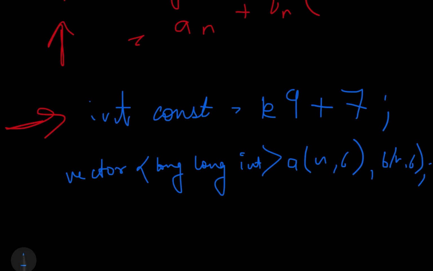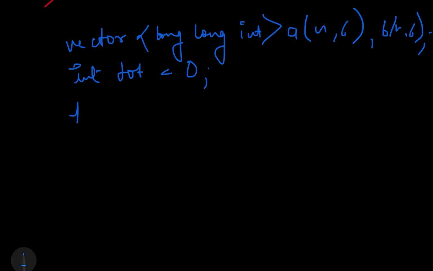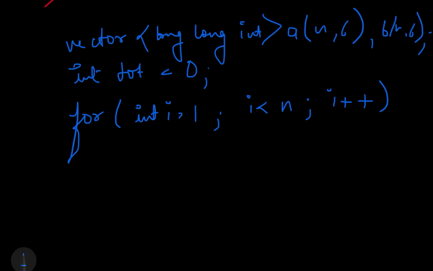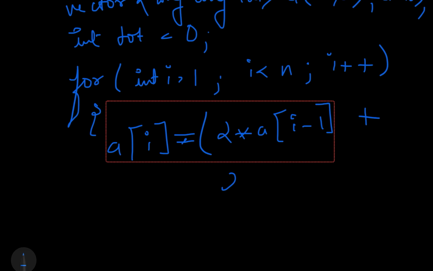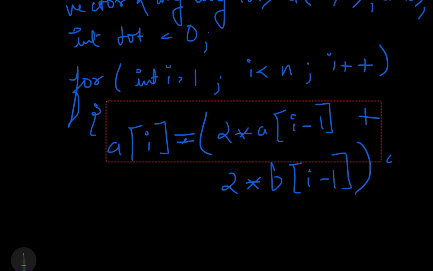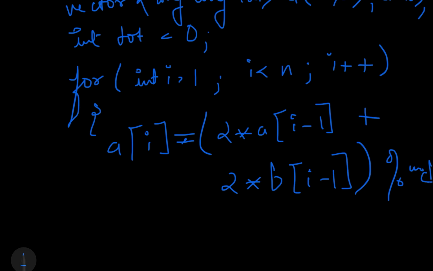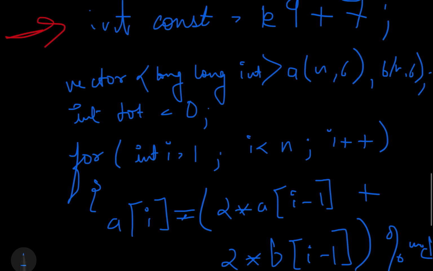Then int total would be equal to 0. For i equal to 1, i less than n, i plus plus, a of i would be 2 into a of i minus 1 plus 2 into b of i minus 1, mod. This is our mod, which we have taken.